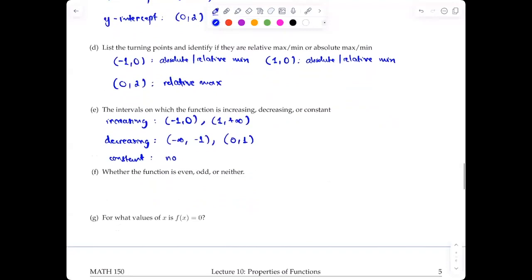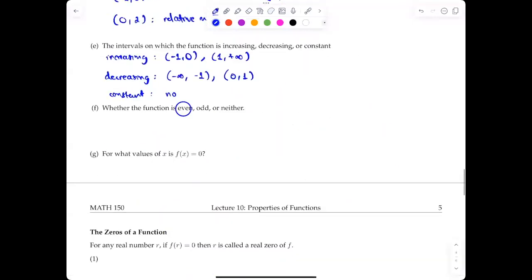Is the function even or odd? Even. For what value of x is f of x equal to 0? So x equals negative 1 and x equals positive 1. The last question that we have here, for what value of x is f of x equal to 0, is similar to what we have in the test. Another way to ask the question is, what are the zeros of the function? Or roots, what value of x makes f of x zero?